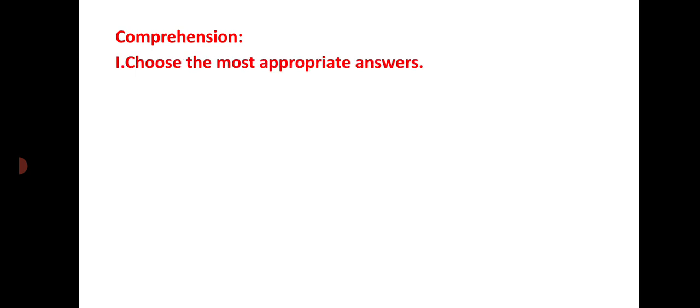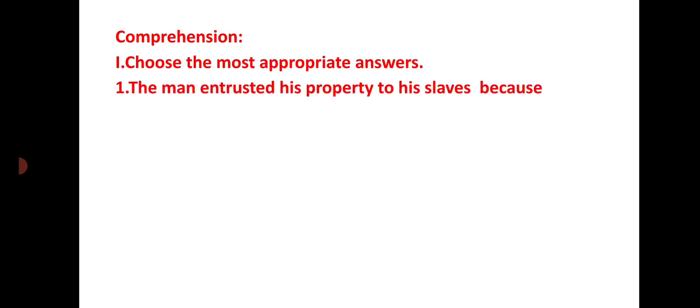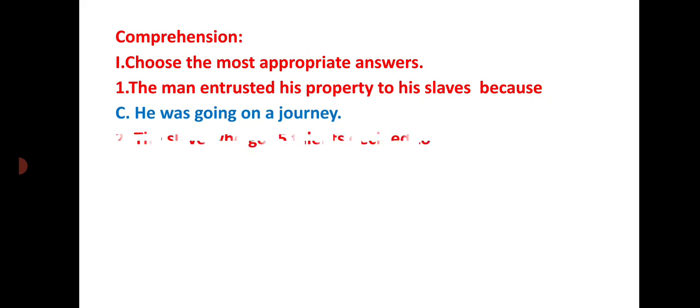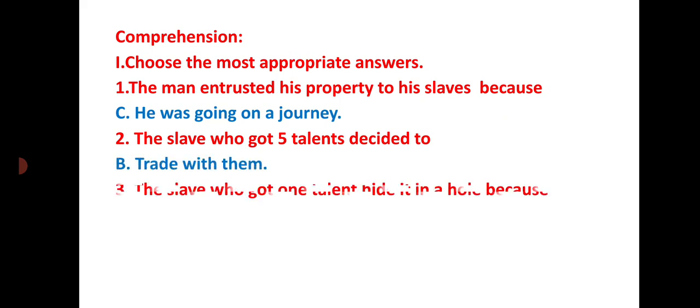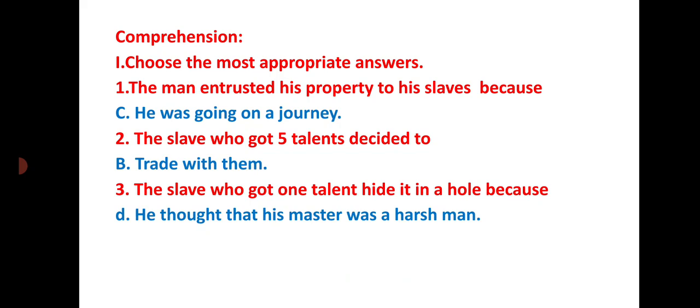Choose the most appropriate answers. The man entrusted his property to his slaves because he was going on a journey. The slave who got 5 talents decided to trade with them. Third one, the slave who got 1 talent hid it in a hole because he thought that his master was a harsh man.